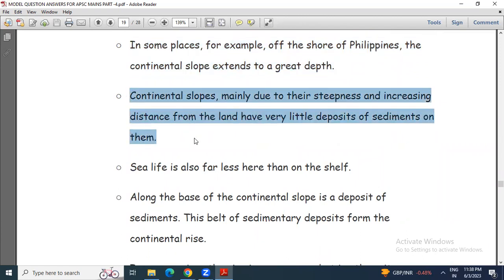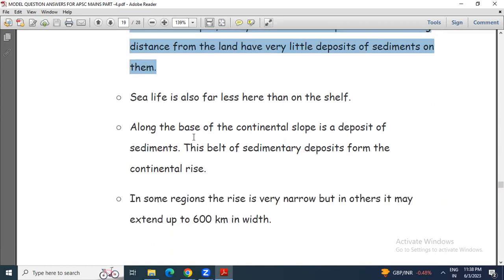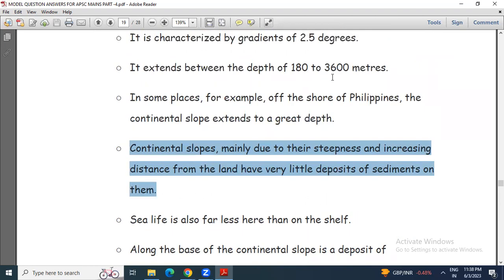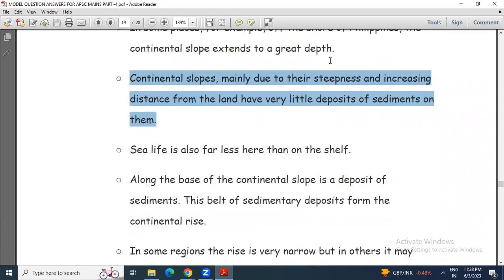Continental slope, mainly due to the steepness and increasing distance from the land, has very little deposits of sediments on it. Yes, that is true because it has a very great degree of steepness. We have just seen that it is around a 2.5 degree gradient. So with increasing distance from the land, it has very little deposits of sediments on it.